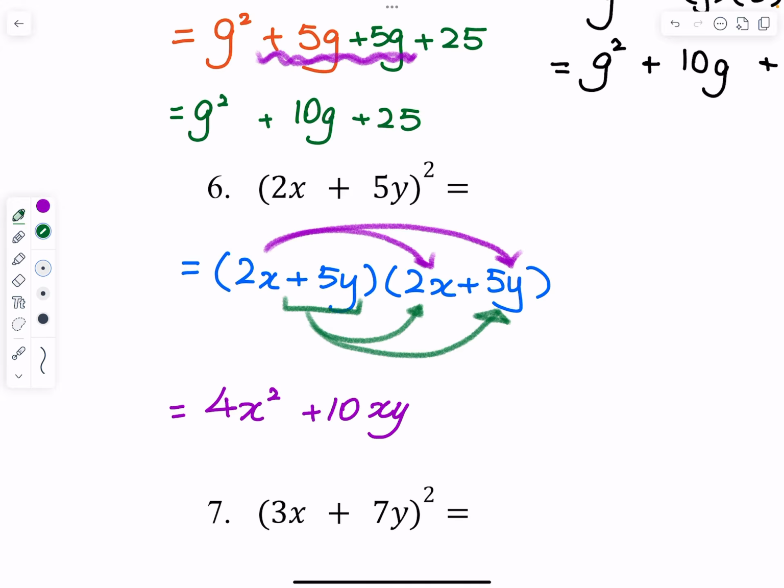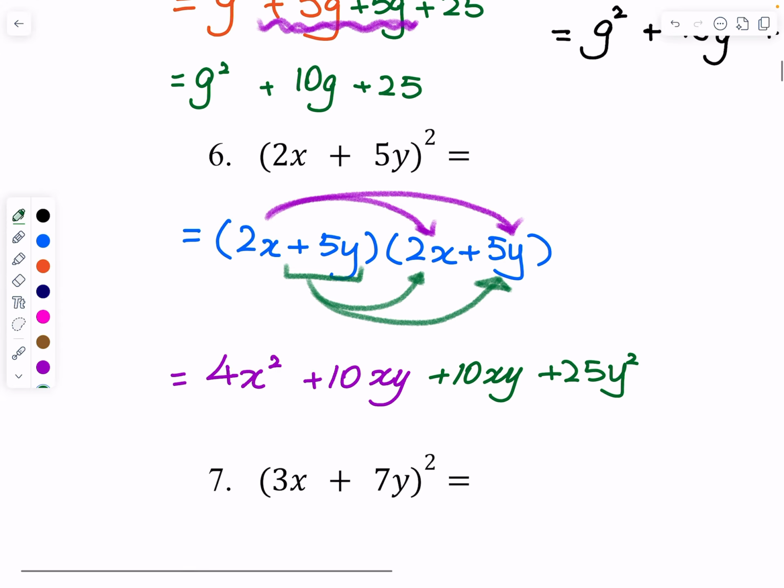Now the bottom part. 5y times 2x. It's positive, so you also put positive, all right? So 5 times 2 first, which is 10. And how about the unknowns? We have a y, we have an x, but we write in alphabetical order, so xy. And then the last part, 5y times 5y. Since it's all positive, you also put positive. So numbers first, 5 times 5, what do we get? 25. And then, what about the unknowns? y times y, which is y².